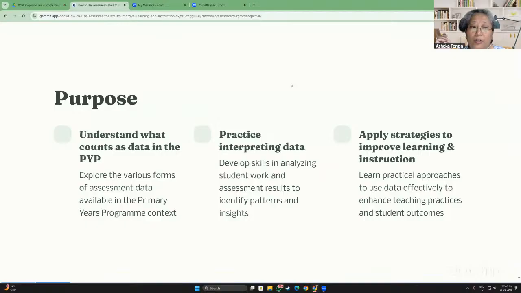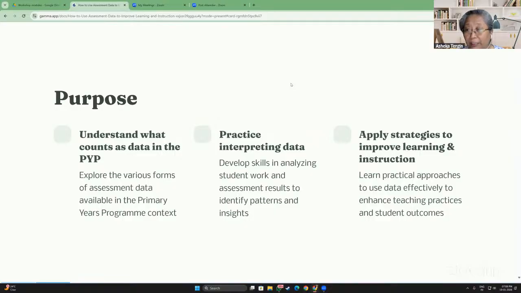So you will explore the different forms of assessment data. So you have different types of data, and you will look at those which are available in the PYP. And in this particular session, you will also practice how to interpret data. I will give you samples where you will think about what data is presented and how you are going to interpret this data.